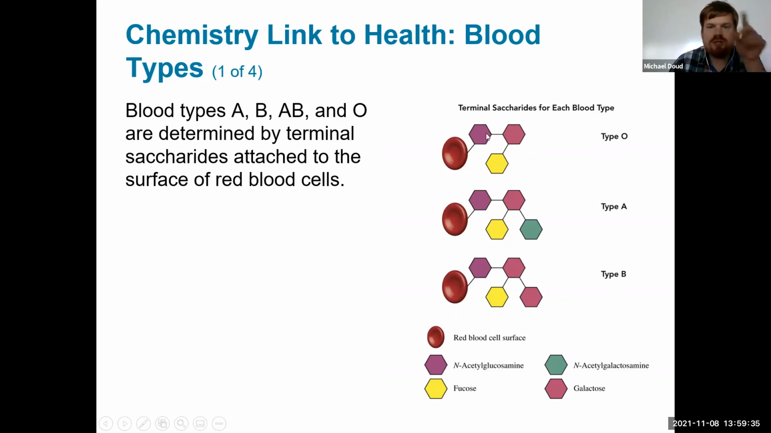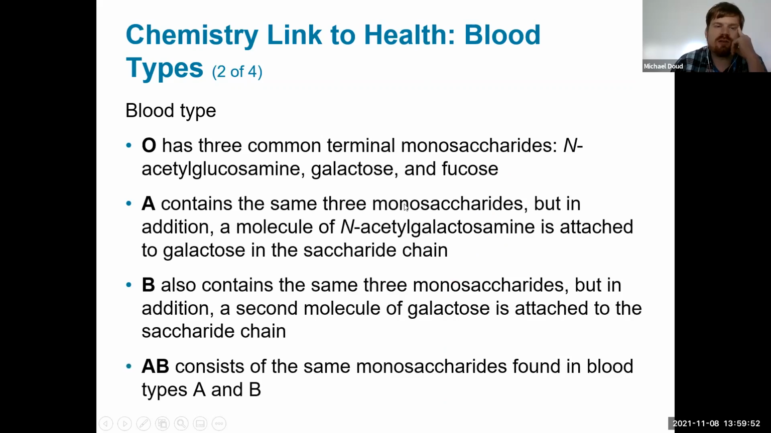So those three in that line, as you can see, are the same that are in type A and the same that are in type B. The only difference is type A and B have these other two, N-acetylgalactosamine and galactose units that are sticking out there. So we've got O with 3 common terminal ones. A is the same, but with N-acetylgalactosamine. And B has the same, but with a second molecule of galactose. And then AB type would consist of both of the monosaccharides from types A and B.